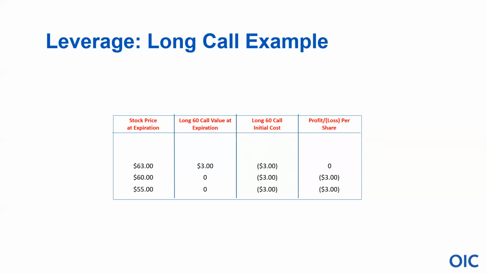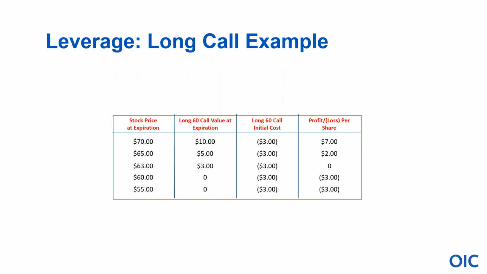Alternatively, if the price declines, a 60 call isn't going to be much use if the stock's trading at 55, because you can buy it in the market at 55. So the premium that you've paid, the $3, is just a sunk cost in this example, and so you've got a loss of $3 if it goes down to 55. But of course, if it goes up to 70, I'm going to be making $10 on the 60 call, less my $3 premium that I've paid, so I've got a profit per share of $7.